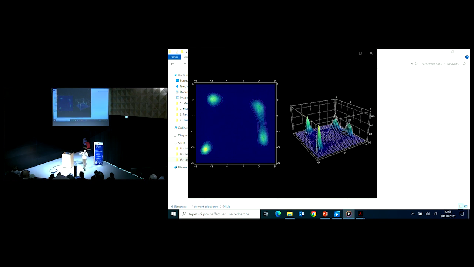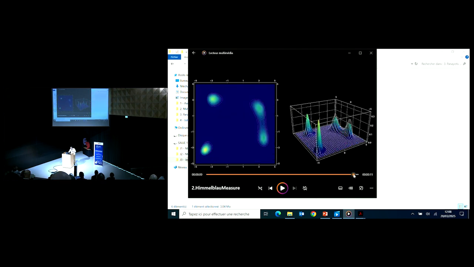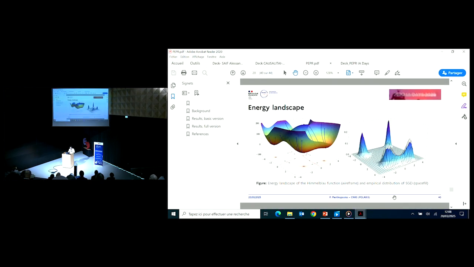Over time, things clear up. Everything concentrates around the global minima, and in the end, you have a picture which is like that, which shows the agreement between the empirical and the theoretically computed invariant measure. All right. So, one more thing.